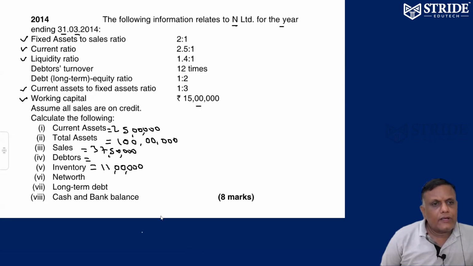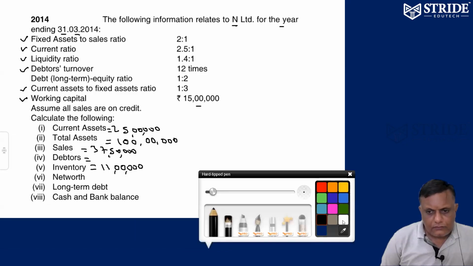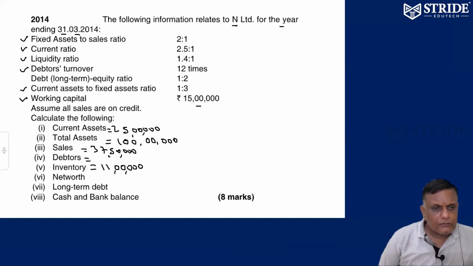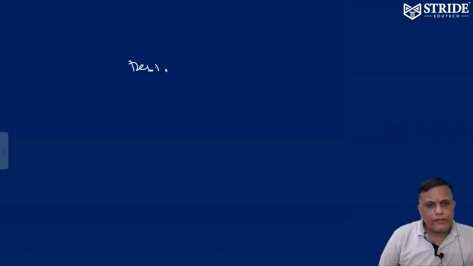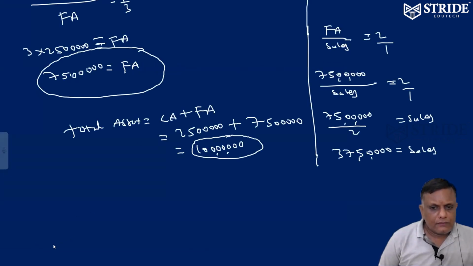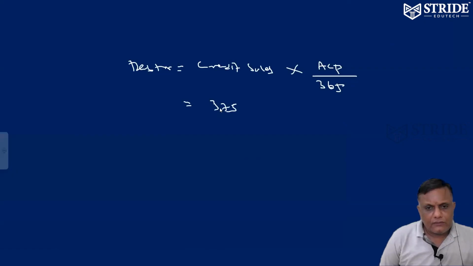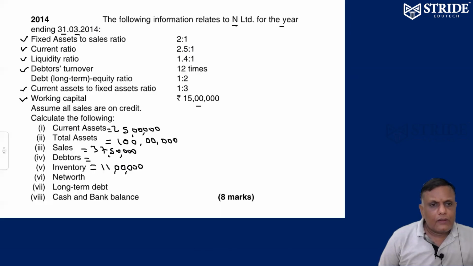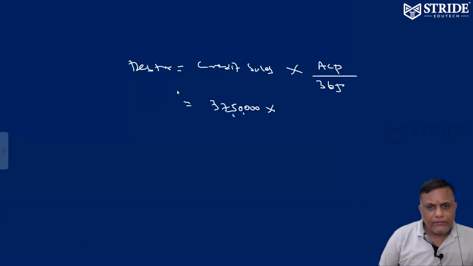Right. Next one, debtor. Debtor turnover is 12 times. Debtor is equal to credit sales into average collection period by 365. What is credit sales here? It is 37 lakh 50,000. That into average collection period. But they are giving 12 times, so automatically we can use another formula instead of this.